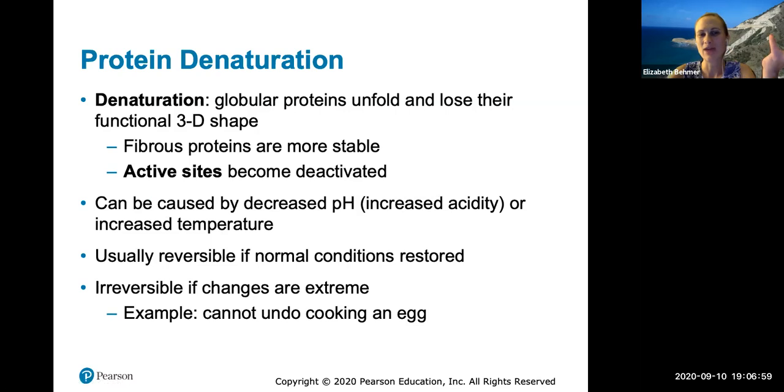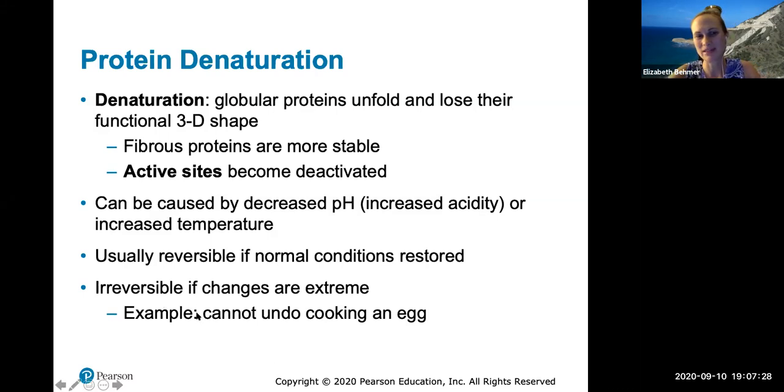Denaturation is when we have a globular protein that unfolds and loses its shape. So if a protein gets denatured, that just means it loses its shape, and they're not able to do their activity anymore. Fibrous proteins can be more stable, and their active sites can become what we call deactivated. And this can be caused by increased acidity or decreased pH. It's irreversible if changes are extreme.